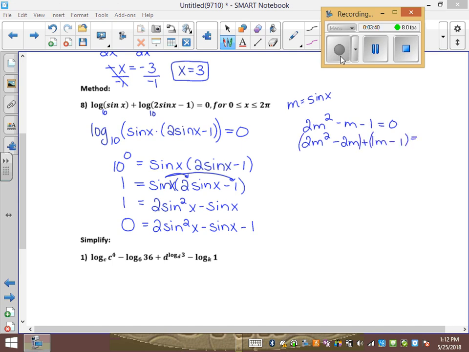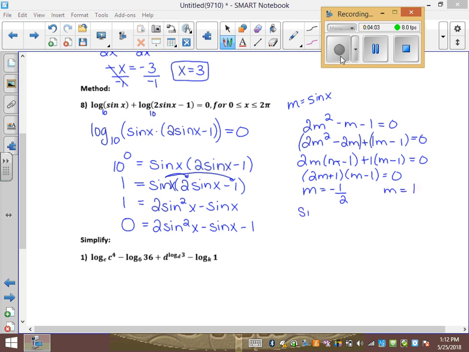Group. Take out a 2m. You're left with m minus 1. Oops. Take out a plus 1 because you can't take anything out. M minus 1. So I have 2m plus 1, m minus 1 equals 0. And when I solve them, I get m equals negative a half and m equals 1. Now m is actually sine.